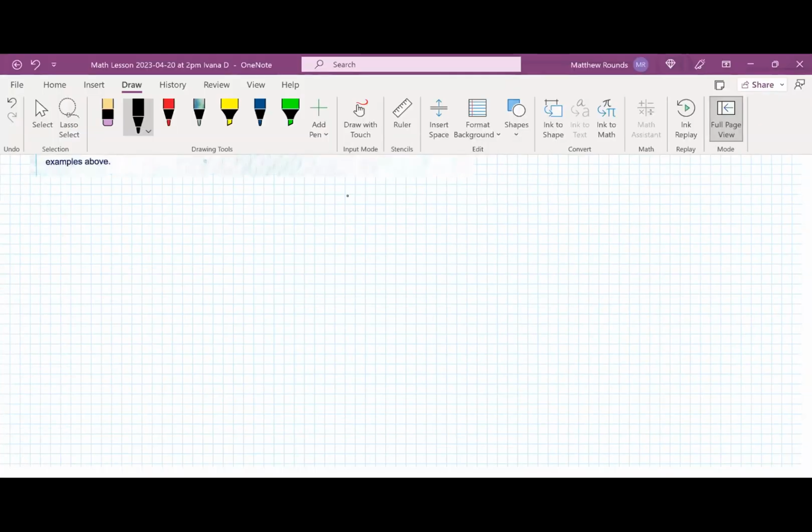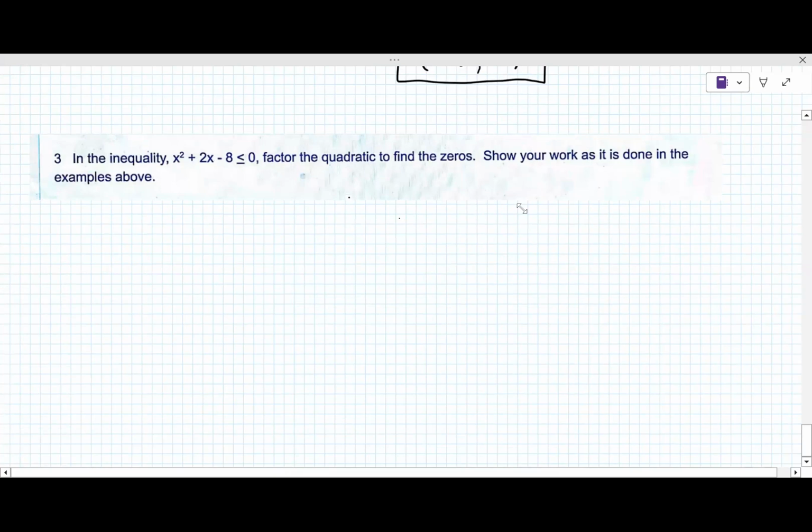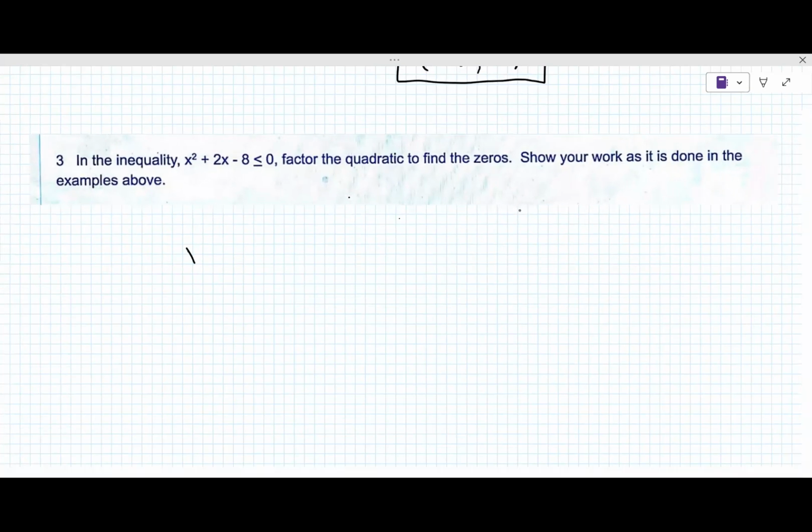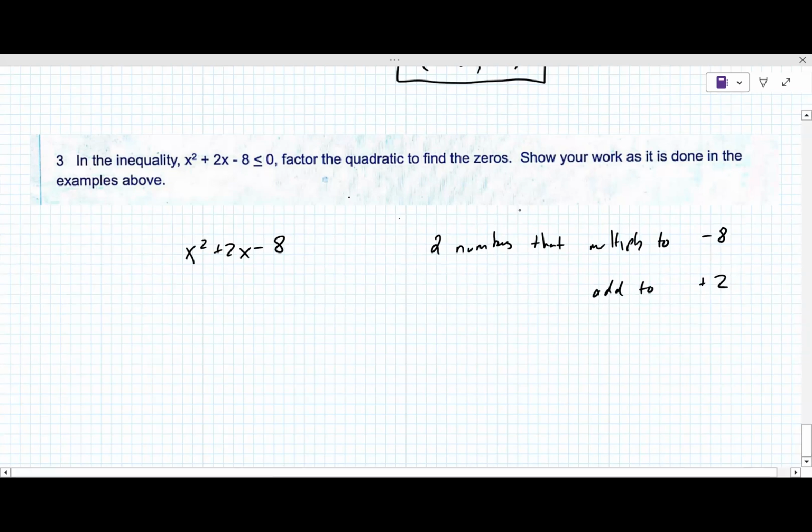So the first step here is to factor the x squared plus 2x minus 8. So this time you're looking for two numbers that multiply to minus 8. That's the first condition. The second condition is that they have to add to positive 2. Do you remember doing this from Algebra 1? Kind of.